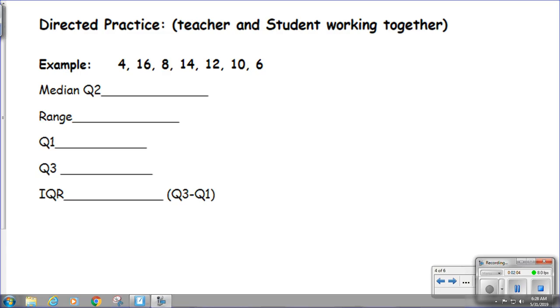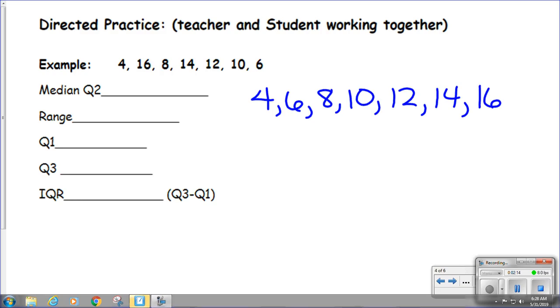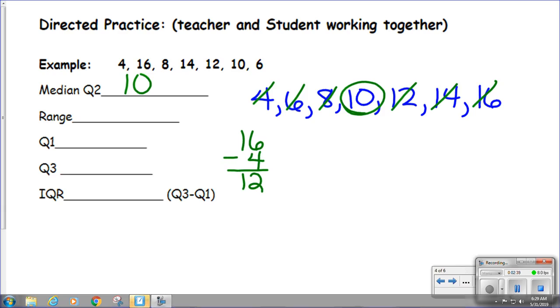So in this first example, I want to place my numbers in order: 4, 6, 8, 10, 12, 14, and 16. I'm going to find quartile 2 first, which is also called the median, by crossing off and finding the middle number. 10 is the answer for quartile 2. The original range is the highest number minus the lowest number, so 16 minus 4 is 12.